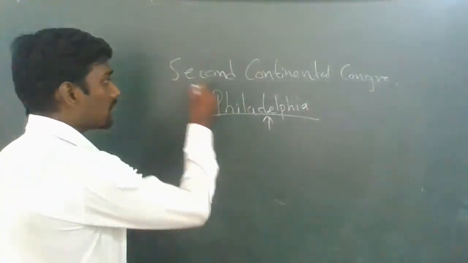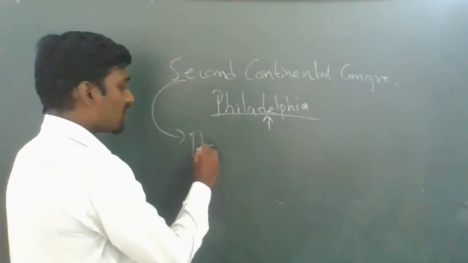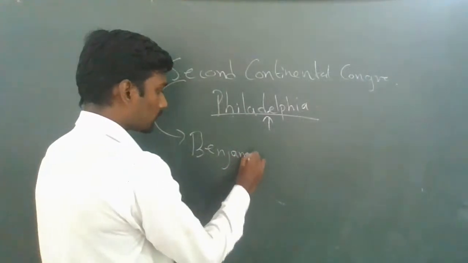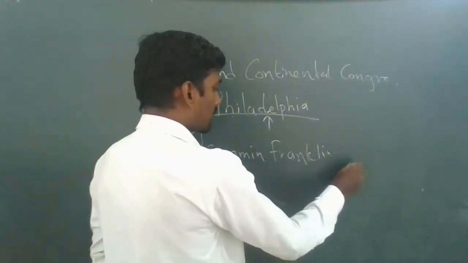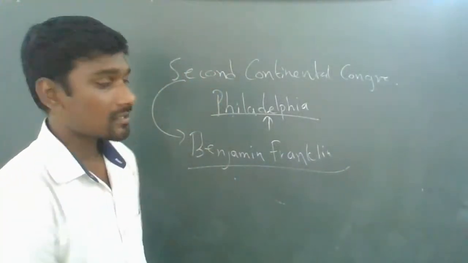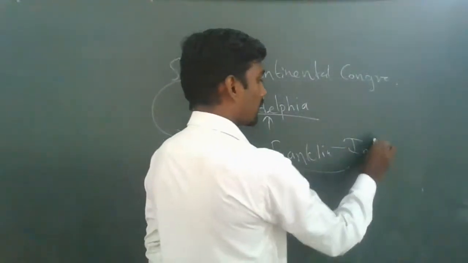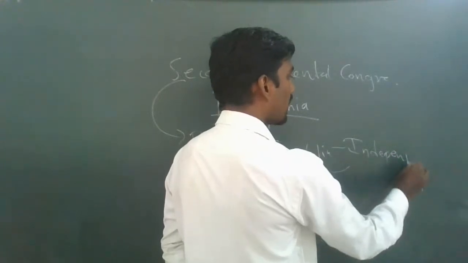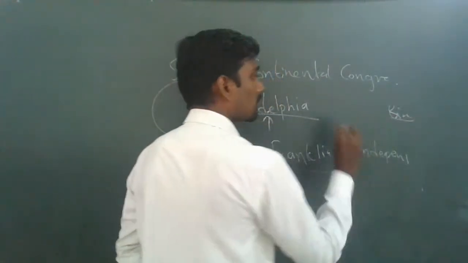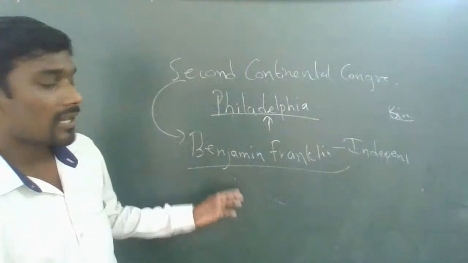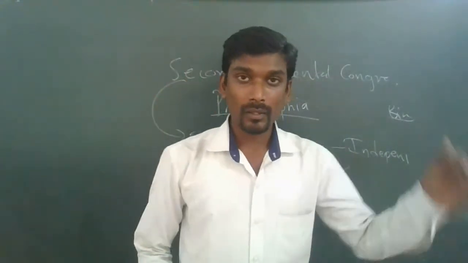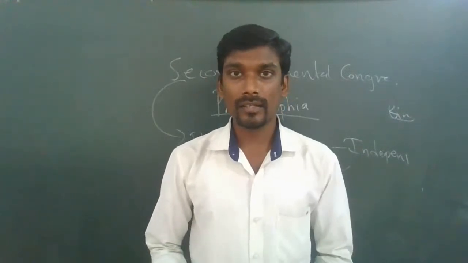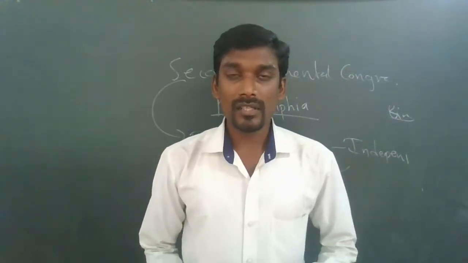Okay, here in the Second Continental Congress, Benjamin Franklin decides on independence, a declaration of independence from where? From the King of England. They decide that we are no more your citizens, we are going to take care of North America. Please don't interfere in our day-to-day matters. So this is what happens in the American Revolution.